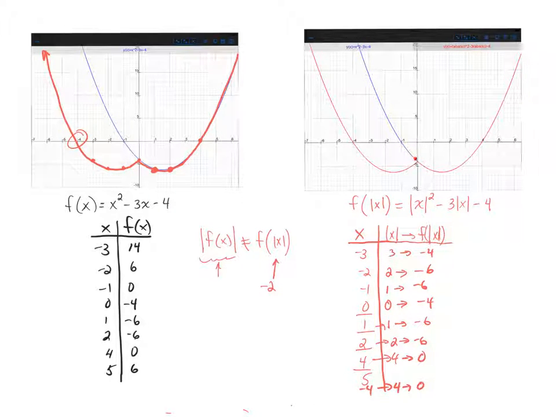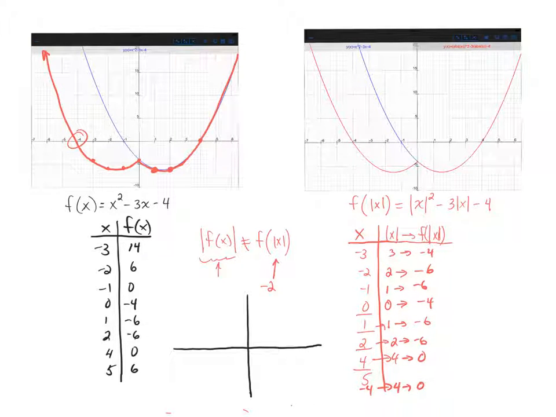What happens is, we never get to see negative 1 really get treated like negative 1. Negative 1 gets treated like positive 1. Positive 1 gets us negative 6, so negative 1 is going to get us negative 6, and so forth. Negative 2 is going to get us the same thing that 2 did. So negative 2 gets us negative 6, and so forth. So this portion of the graph just gets obliterated, and you wind up getting sort of a mirror image of what's on the right on the left.